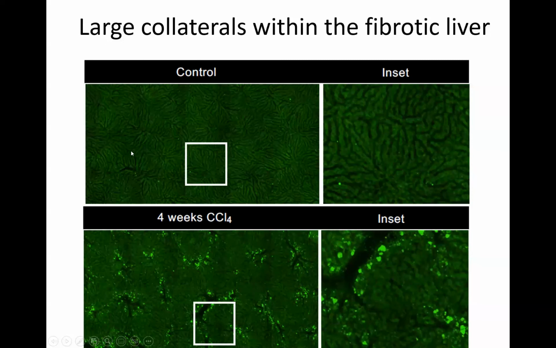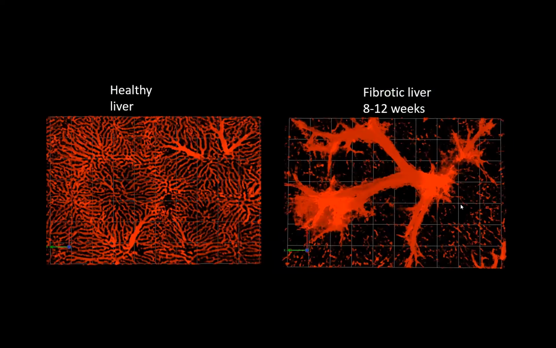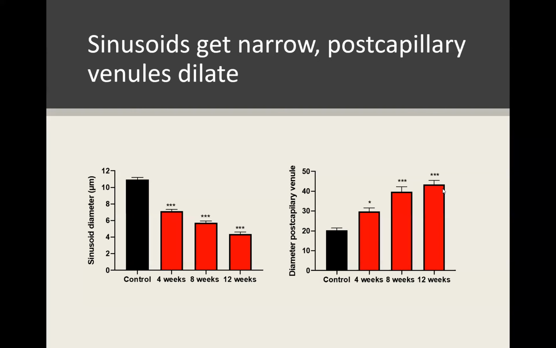This is a healthy mouse. This is a fibrotic mouse. You can see tiny little sinusoids and these very large collateral vessels running right through the liver, running around the liver. And this now accommodates much of the blood flow. So shrinking of the sinusoid, large collateral vessels.